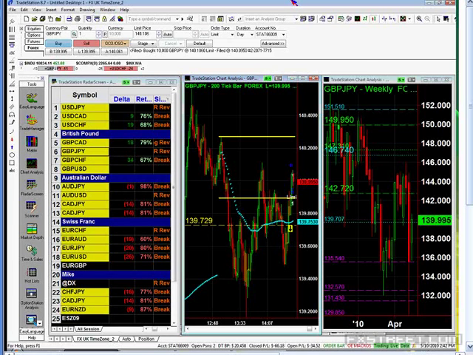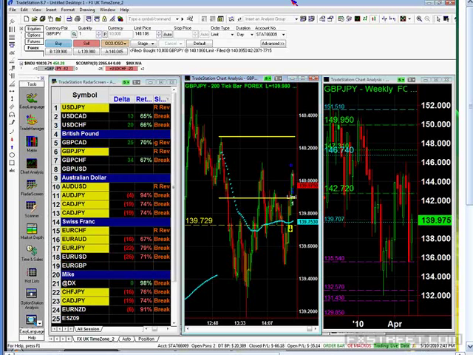The retracement is nothing more than the actual physical retracement of the price movement of the current session. So it has nothing to do with Fibonacci. It's actually how many pips.